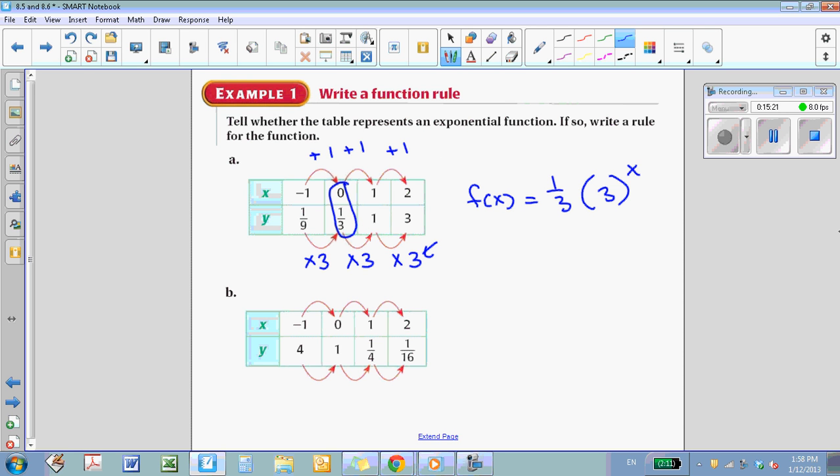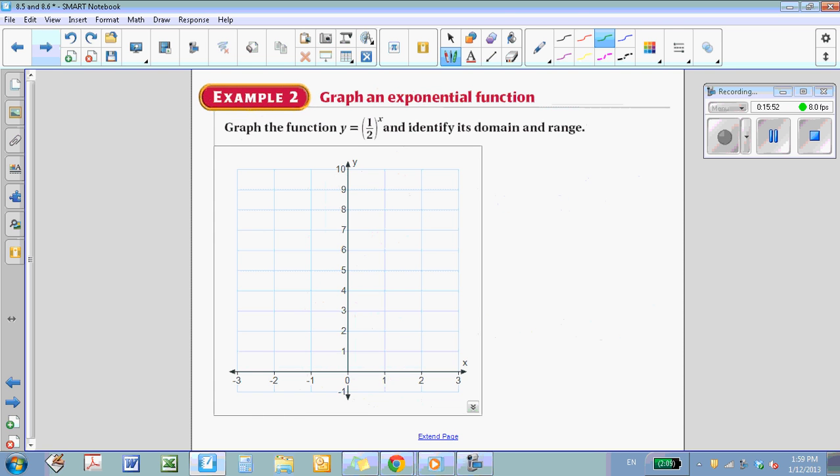So now for part B, first let's take a look at the x's. We added a 1, we added a 1, we added 1. And then for the y's, it went from 4 to 1, from 1 to 1/4. So we're multiplying by 1/4. So my rule is going to be 1 times 1/4 to the power of x. So this would be an example of exponential growth, and then this would be an example of exponential decay.